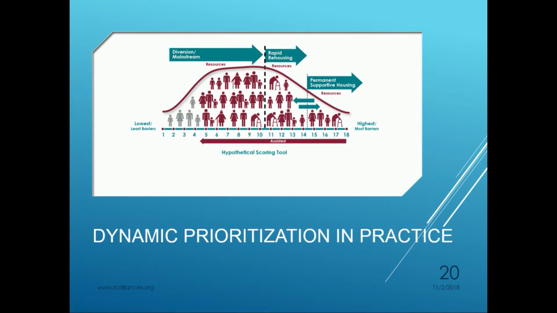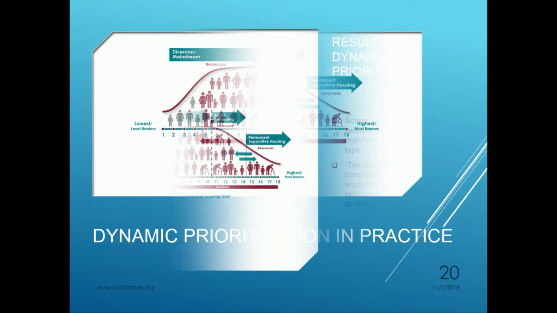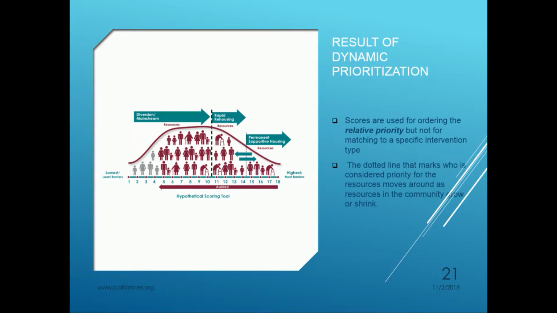So to address the problems of static prioritization, we need to ensure that the overall process is dynamic and nimble and flexible and can quickly adjust to the changes in the population as well as the available resources in the community at any given point in time. So the difference is that the households are not bucketed for specific housing intervention types, and the system is able to move to meet the needs of the households who are most vulnerable on the list at any given time. So in a dynamic prioritization process, the scores are used for ordering the relative priority of households, but not for matching to a specific intervention type.